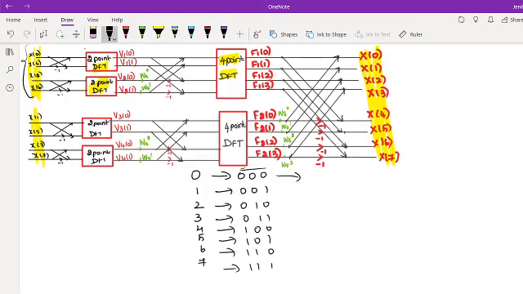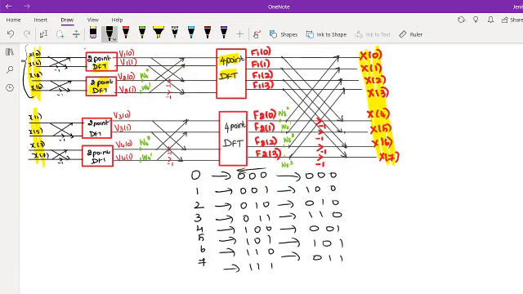So start from here and write it like this: 0, 0, 0, 1, 0, 0, 0, 1, 0, 1, 1, 0, 0, 0, 1, 1, 0, 1, 0, 1, and 1. Now write its equivalent decimal value. So 0, 4, 2, 6, 1, 5, 3, 7.